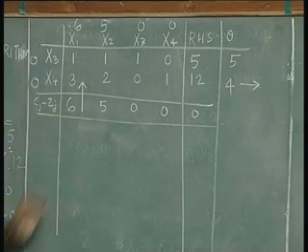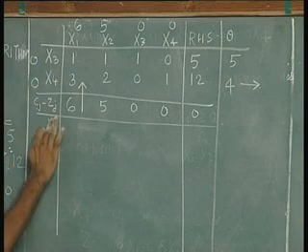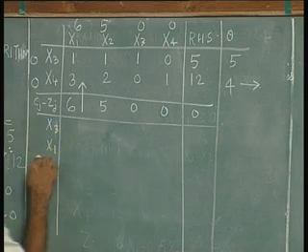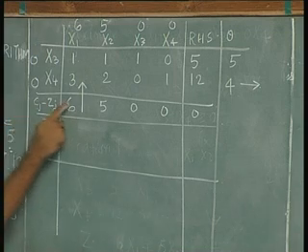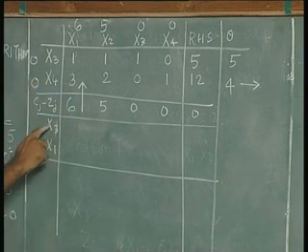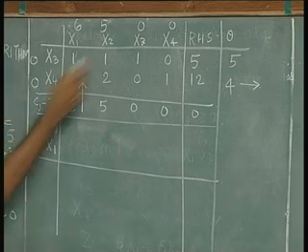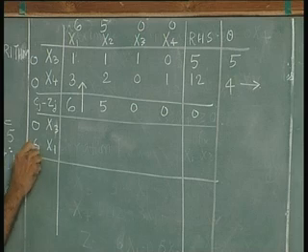Now, the next iteration will now have x1 replacing variable x4. So, you will have x3 and x1 which will come here. Now, variable x1 replaces variable x4. So, you have x3 and x1 coming in. x3 has a coefficient 0, x1 has a coefficient 6.